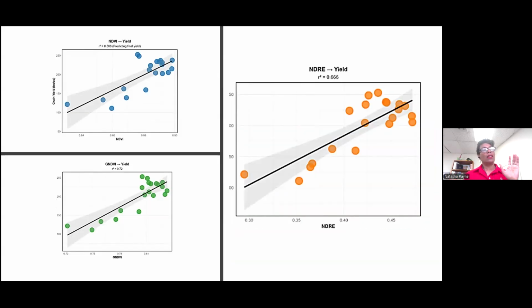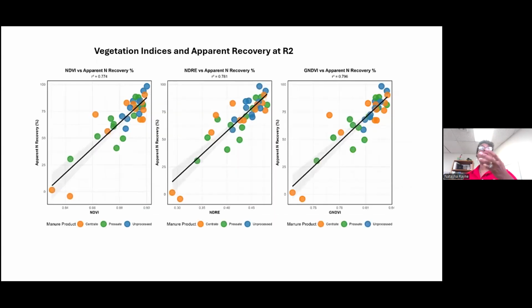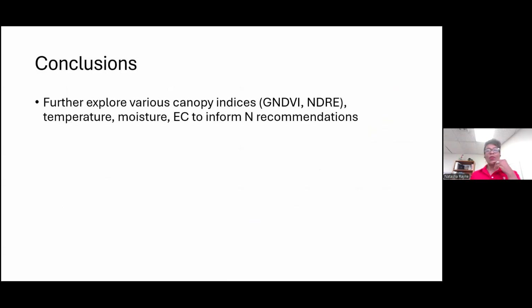So this is looking at the three indices that I just mentioned and looking at grain yield. And what we see is definitely that each time the green NDVI really comes out as the winner, right? When it comes to that relationship with yield. Okay. We looked at the apparent nitrogen recovery, again using these three indices, and what we found is that definitely the most promising is the green NDVI.